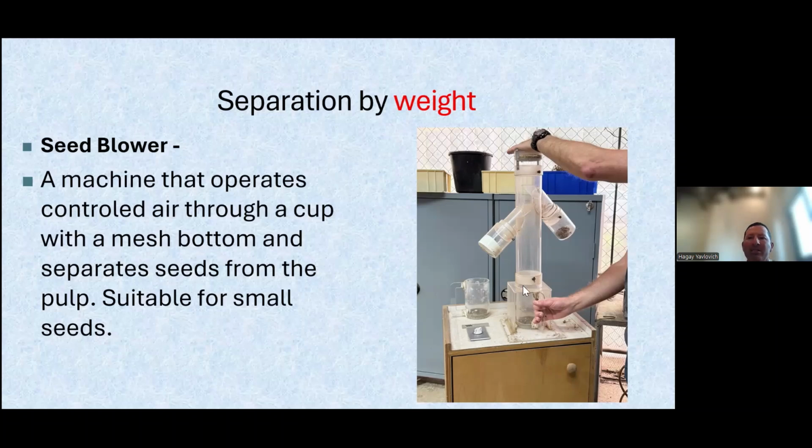And again, this is a closed system. So if you make any mistake with too much wind or too little wind, you can do the process again and again until you have clean seeds in a very short time.